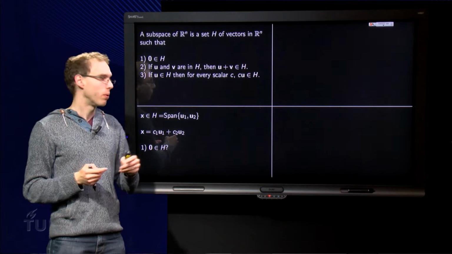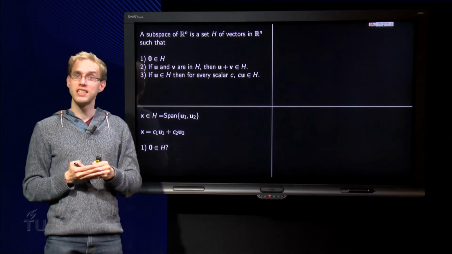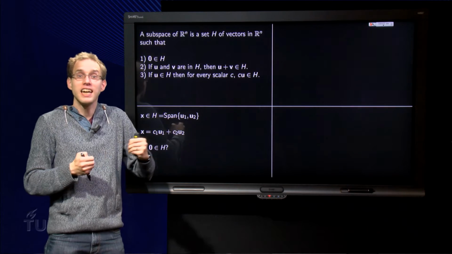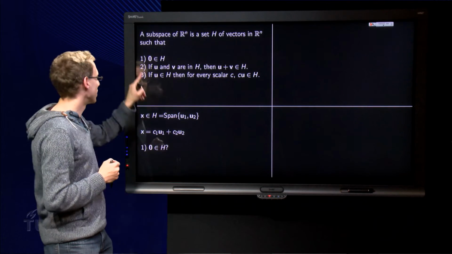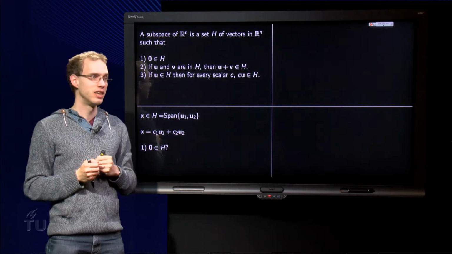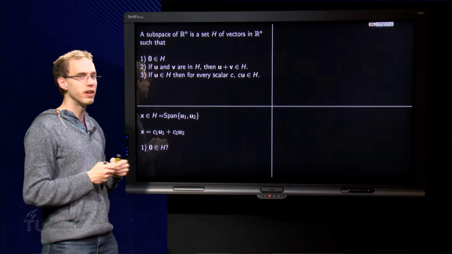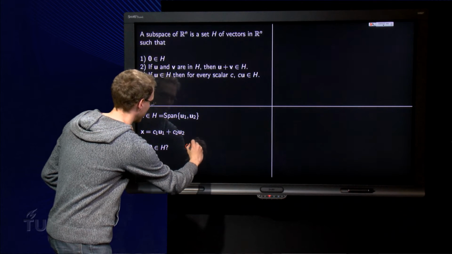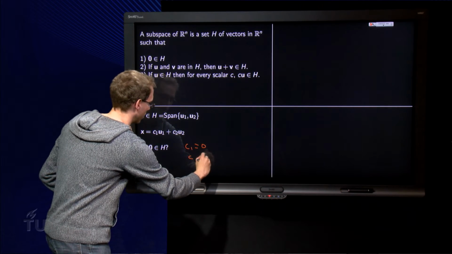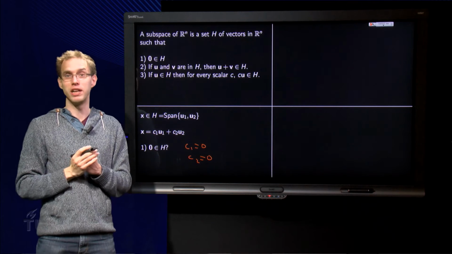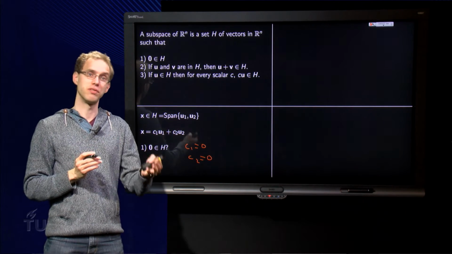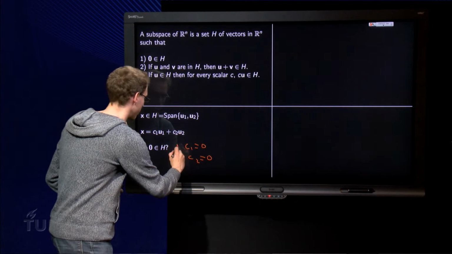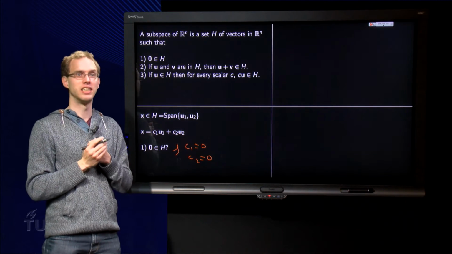Now we wonder whether this H over here satisfies those three properties. Well, let's check. The first property is: is the zero vector in H? So can I find c1 and c2 such that x becomes 0? Well, we can pick c1 equals 0, c2 equals 0. We can pick any weight we like. And then we get x equals 0 times u1 plus 0 times u2 equals 0. So, yeah, the zero vector is in H.